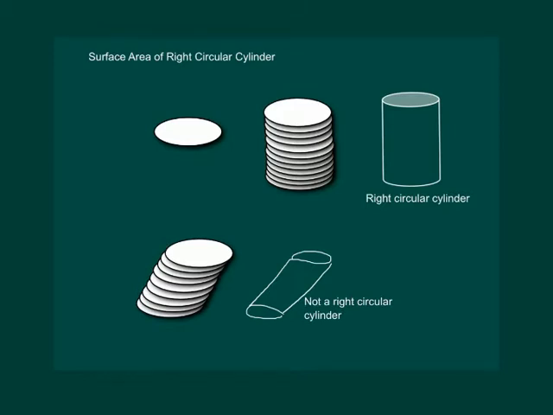And of course, if we have a cylinder with a non-circular base, that means the base is not circular, then also such a cylinder will not be a right circular cylinder. But here in this chapter, we will deal with only right circular cylinders. So unless stated otherwise, the word cylinder would mean right circular cylinder.